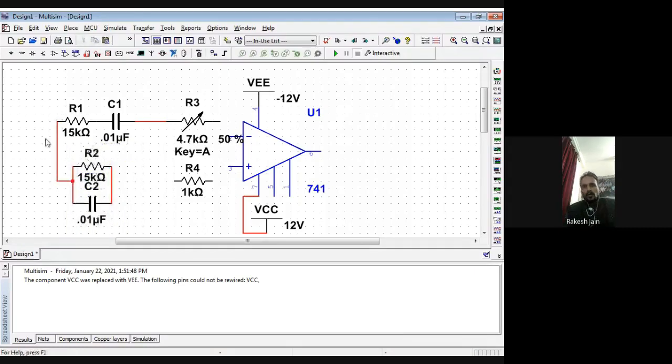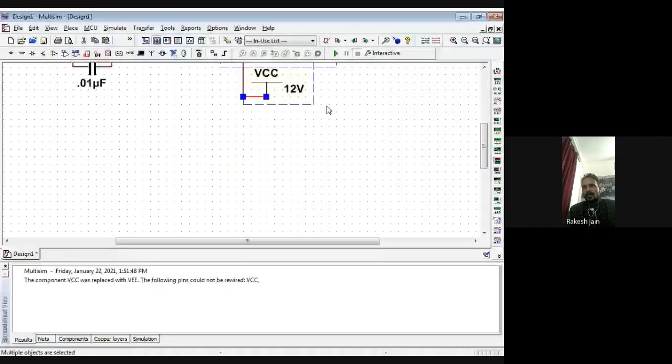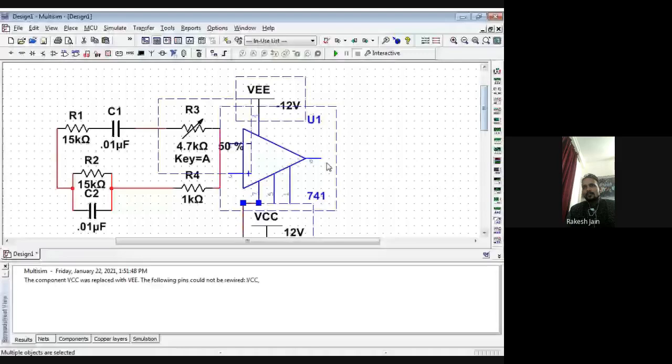Now this parallel combination of resistor and capacitor is connected with R4. So here we once again connected it. And the remaining two arms are also connected. So now see, this is the total connection which we have already done in that diagram.